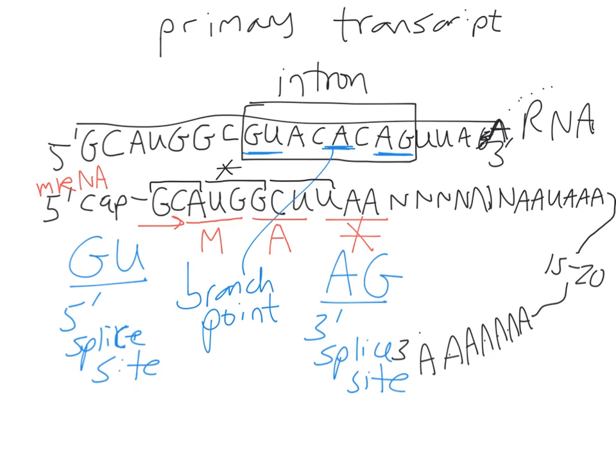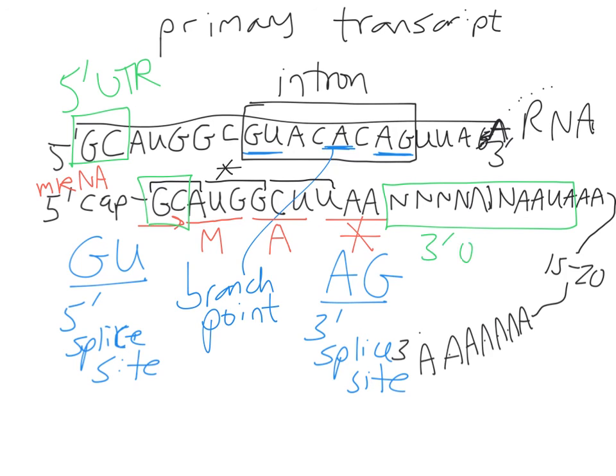Right, so the 5' untranslated region, it's everything before the start codon. Everything to the left of the start codon is 5' untranslated region. And then everything after the stop codon is the 3' untranslated region. It's part of the messenger RNA molecule, but the ribosome never touches it.